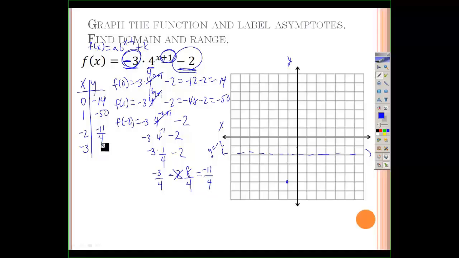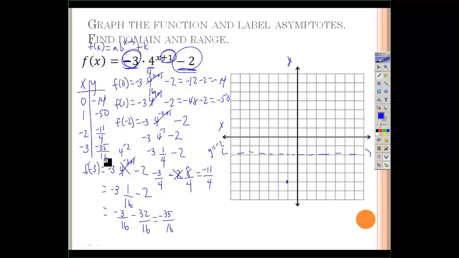f of -3 equals -3 times 4 to the -3 plus 1, minus 2. This guy's really 4 to the -2, so I'm going to show a little less work this time. -3 times 1 over 16. 1 over 4 squared is 1 over 16, minus 2. So really -3/16 minus 32/16 equals -35/16.